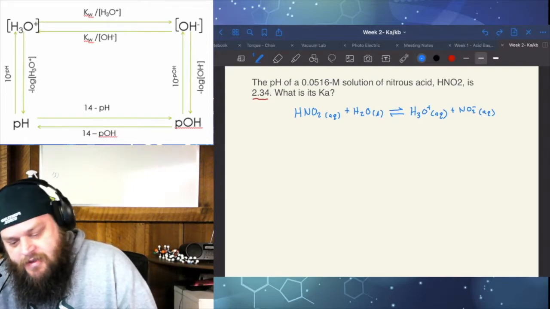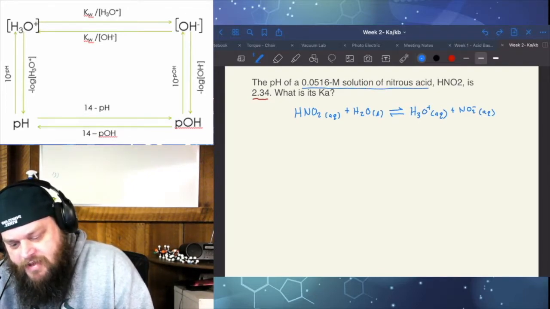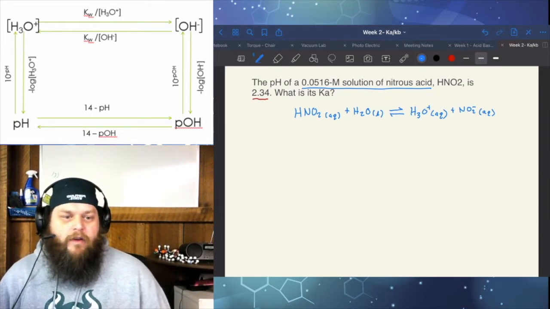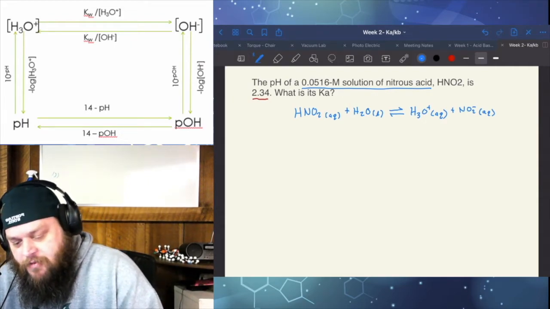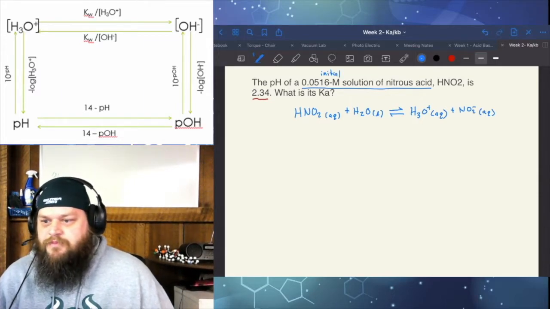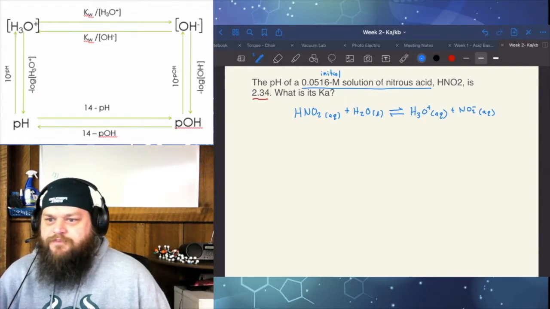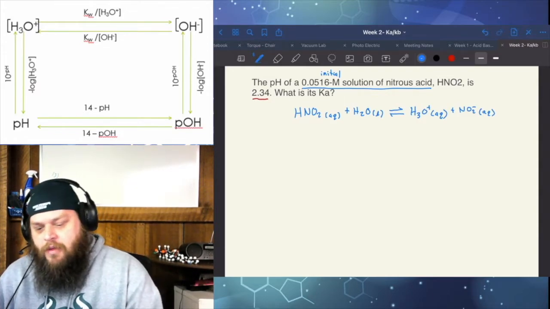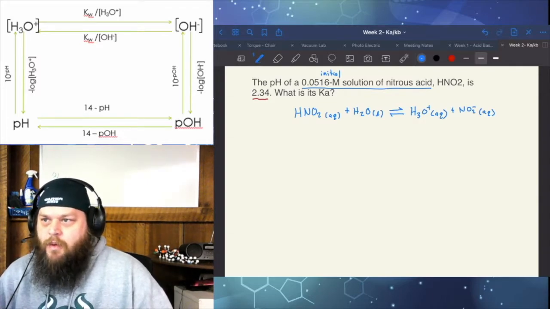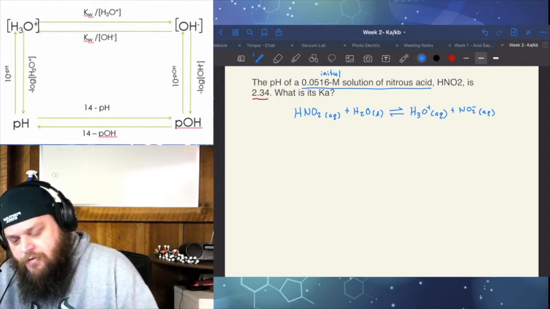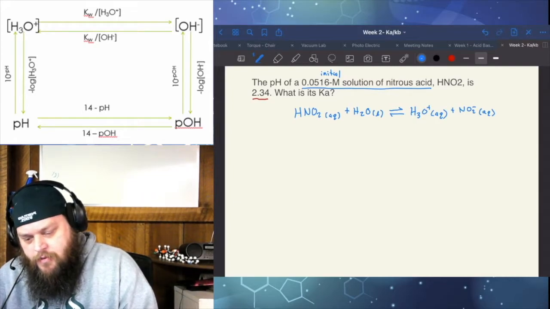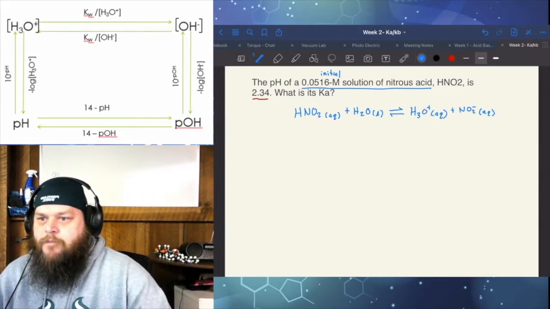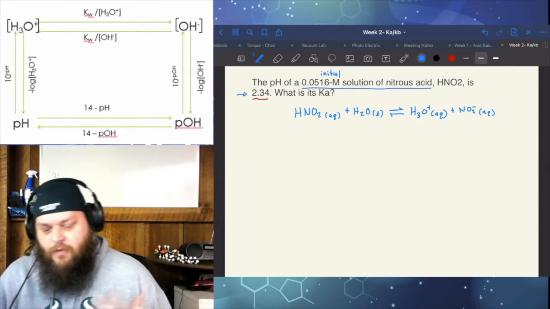Now, when they give us this concentration here of nitrous acid, that's really kind of the formal concentration. That's before it's disassociated, before any reaction happens. So we call that the initial concentration. So I'm going to write up here initial. We can then utilize the idea that we know its initial concentration, and we know what the pH is, so we can determine from that pH what the concentration of hydronium is, because we know the pH is going to be this once it's at equilibrium.